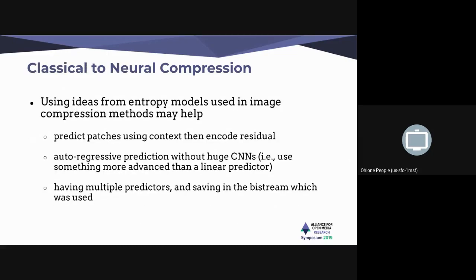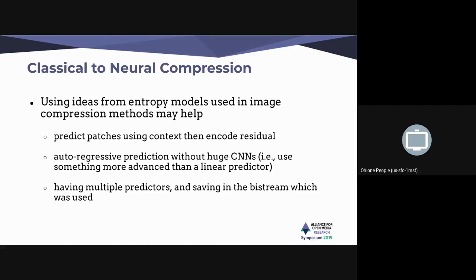And of course, we can also look at using ideas from classical compression methods and putting them into neural networks. So you might have seen I have not uttered the words, let's predict a patch using some context. I never said that. Well, that's because it's typically not done. But even though it's not done, it could be very interesting to try in a neural context.